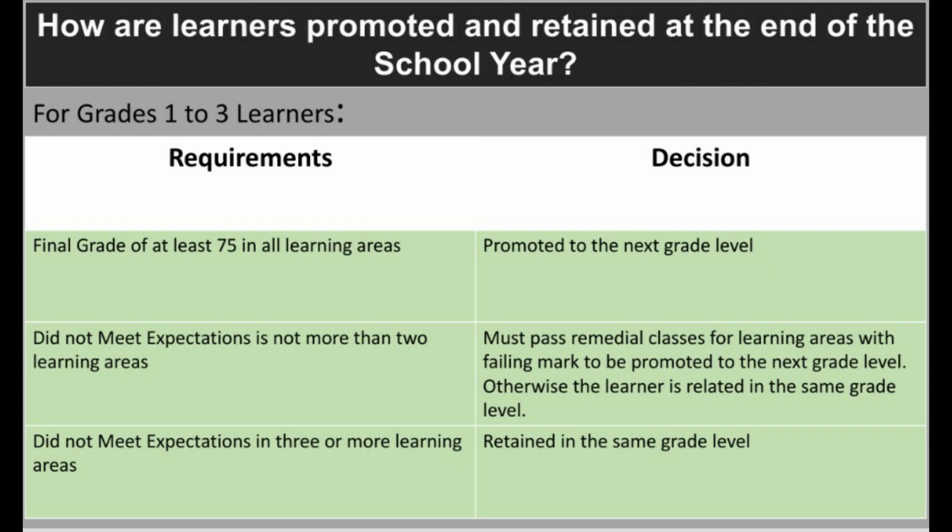The last one is if the learners did not meet expectations in 3 or more learning areas, the decision is they may be retained in the same grade level.